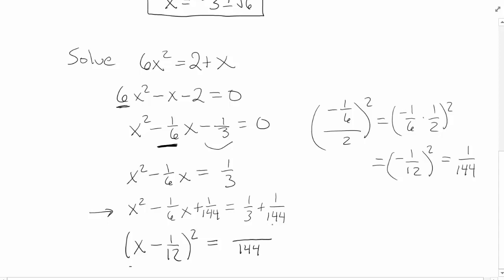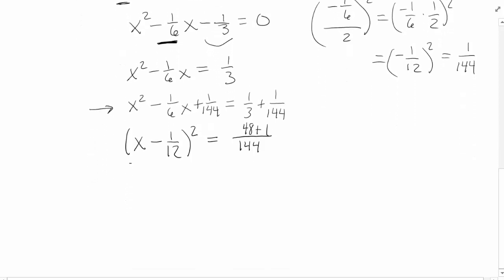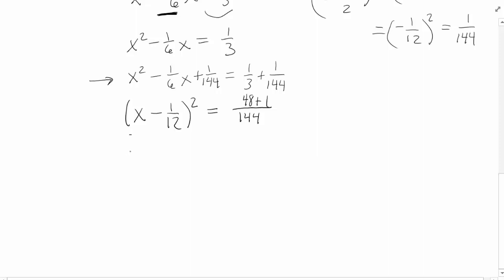3 goes into 144. Let's see. 3 goes into 14 4 times with 2 left over, and 3 goes into 24 8 times. So I'm missing essentially 3 times 48. So I'm missing a 48 over here, and then I have a plus 1. Always good to get some practice in fractions. So in the end, I get x minus 1/12 quantity squared is equal to 49 over 144.